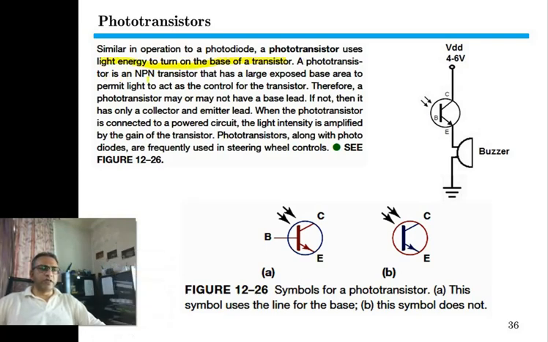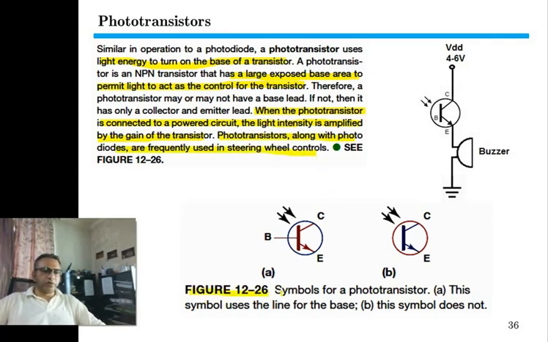A phototransistor is an NPN transistor that has a large exposed area to permit light to act as control of the transistor. So in a phototransistor, we will use light to turn on or off the transistor. A phototransistor may or may not have a base terminal. If not, then it has only a collector emitter lead. When the phototransistor is connected to a power circuit, light intensity is amplified by the gain of the transistor. Phototransistors along with photodiodes are frequently used in steering wheel control.